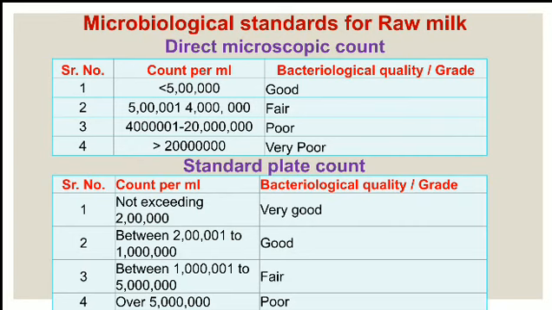The next one is the standard plate count. The count per ml not exceeding 2 lakhs, that milk grade is very good. Between 2 lakh to 10 lakh, that milk grade is good, and between 10 lakh to 50 lakh, milk grade is fair, and over 5 lakh, that milk grade is poor.